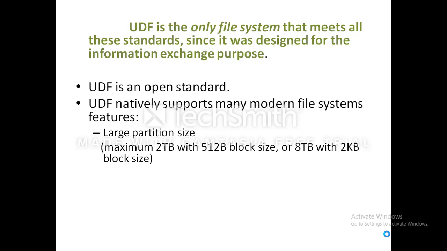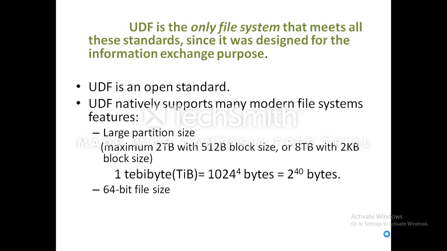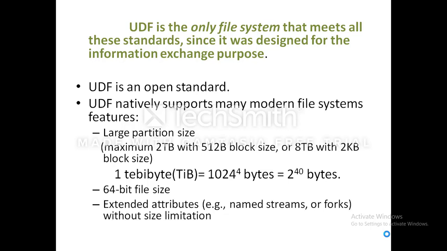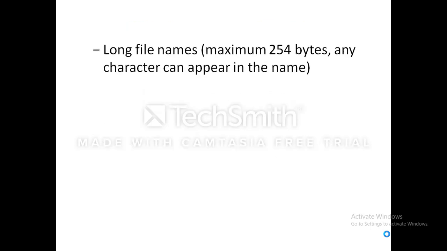That is, here UDF contains a maximum of 2 TB with 512 byte block size or 8 TB with 2 KB block size. 1 TB is equal to 2 to the power 40 bytes. Next feature is 64-bit file size. That means the file can be up to 64 bits. Next, extended attributes, for example named streams or forks, without size limitation. Next, file names in UDF can contain any character but up to 254 bytes only. Next, Unicode encoding of file names, that means the Unicode encoding system is also supported by UDF.